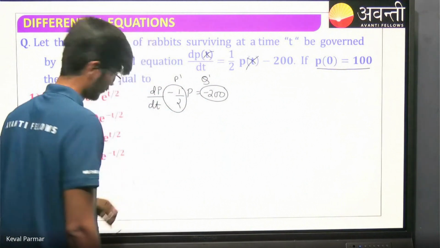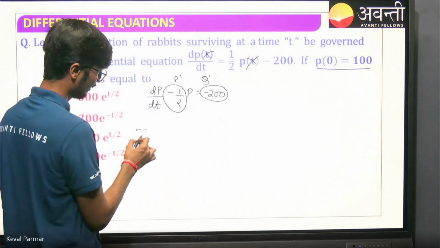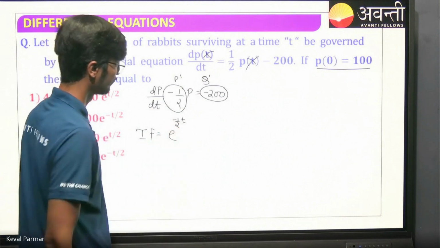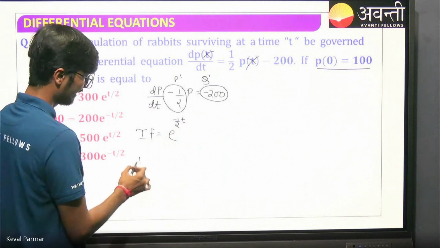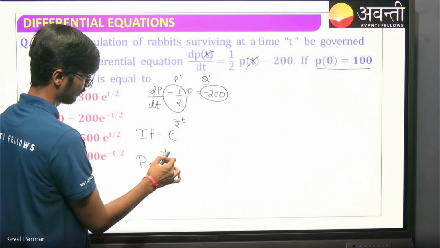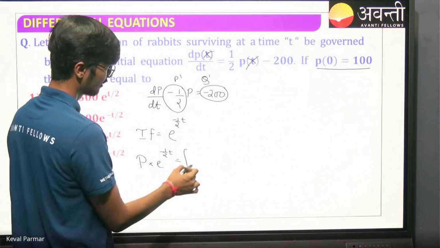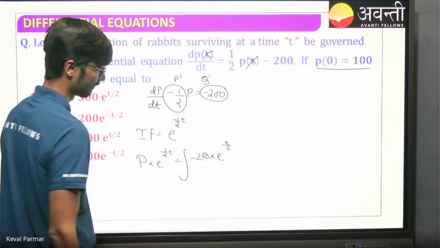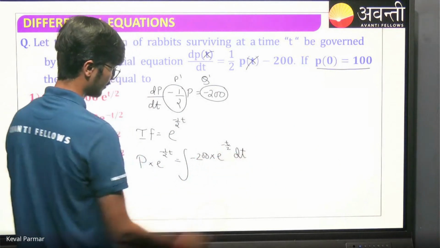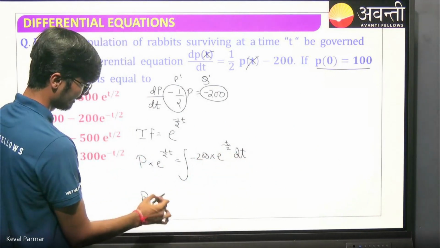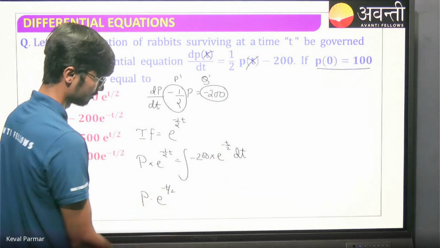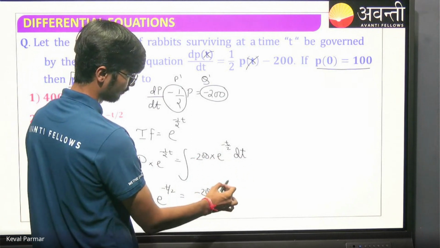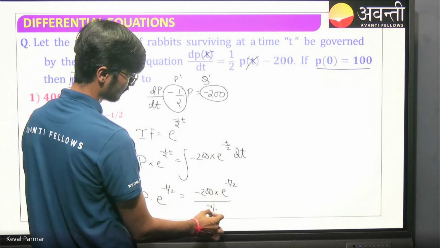चलो, इंटीग्रेटिंग फैक्टर e raised to minus 1 by 2 t आएगा. So my answer will be p into e raised to minus 1 by 2 t is equals to integration of minus 200 into e raised to minus t by 2 लिख लेते हैं ना, dt. So p into e raised to minus t by 2 is equals to minus 200 e raised to minus t by 2 upon minus half plus c.